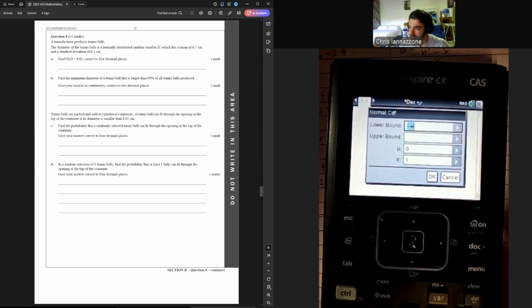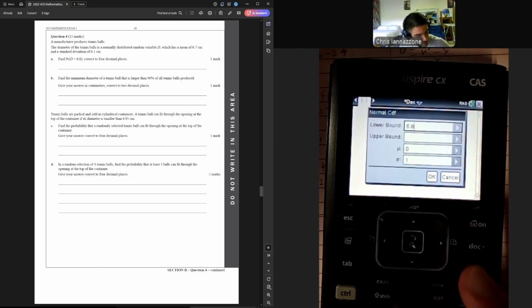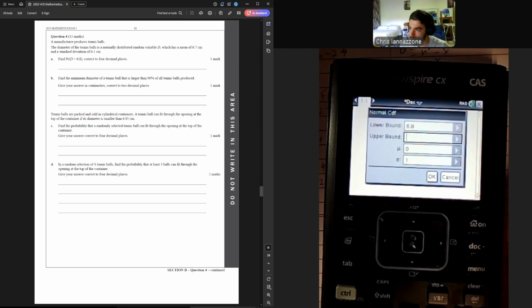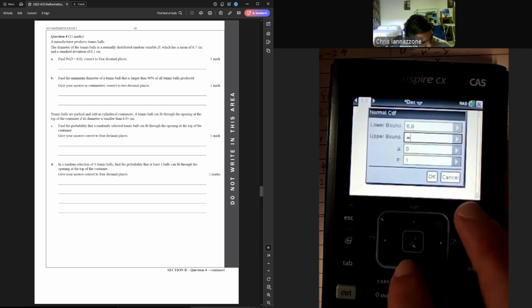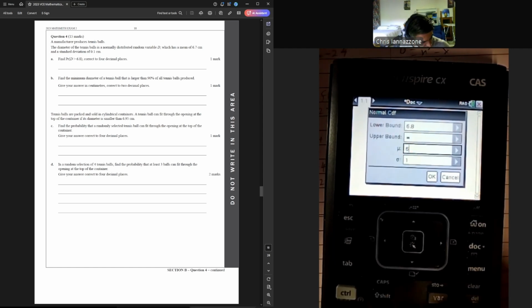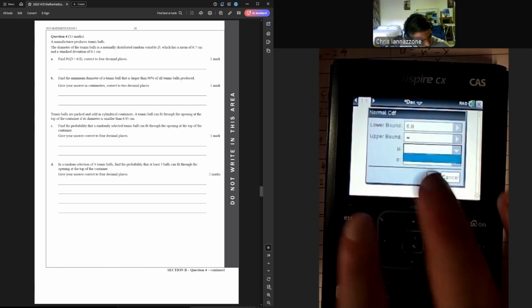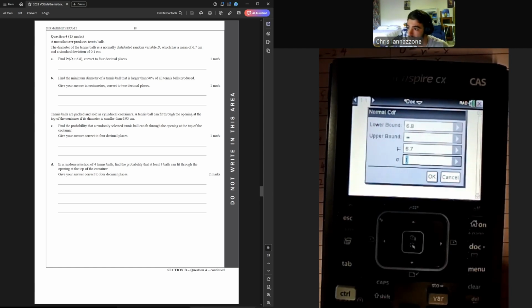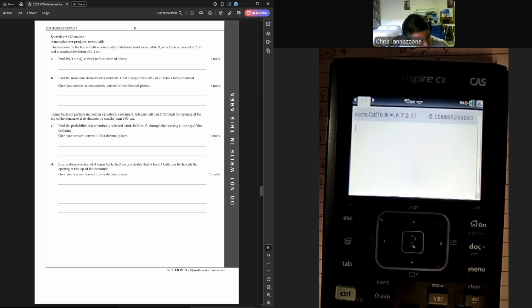We set our lower bound to 6.8 since we want to have everything that is greater than 6.8. We set our upper bound to infinity. Mean was 6.7, and standard deviation was 0.1. Hit enter, and that is our answer. So for 4 decimal places, we're going to have 0.1587 in that case.